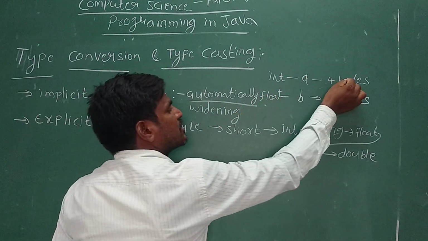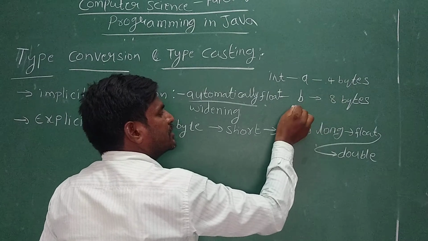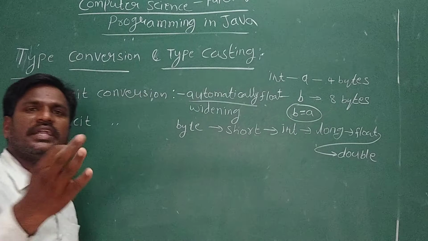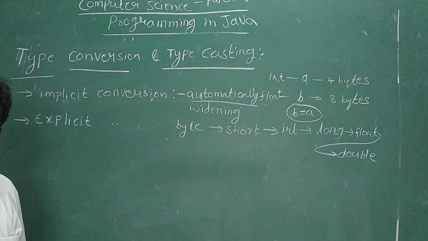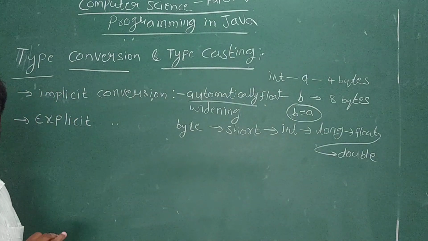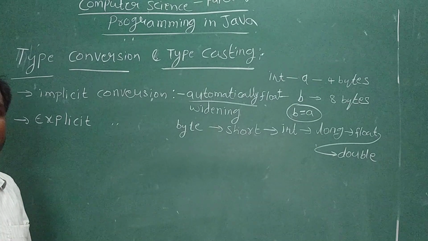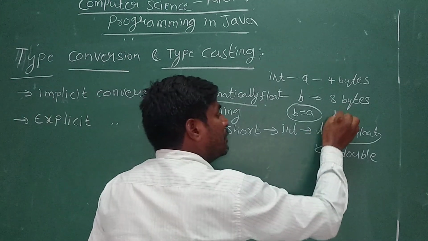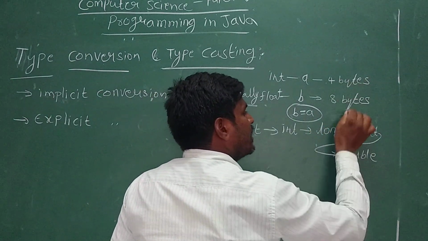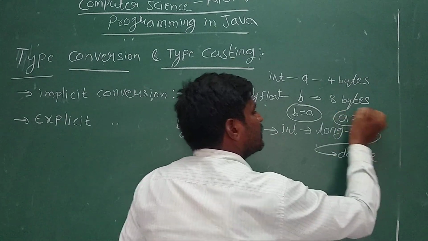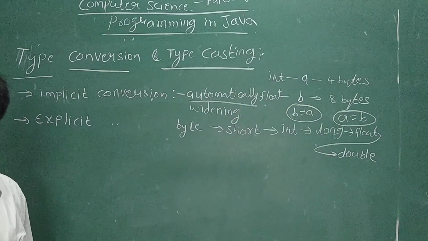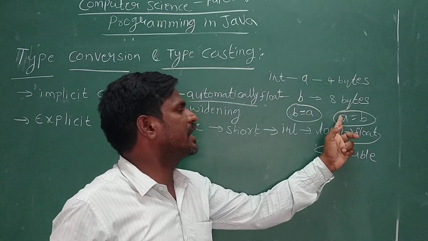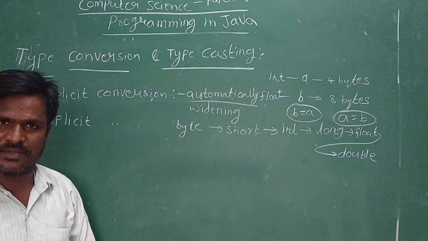So here A is 4 bytes, B is 8 bytes. If you write B is equal to A, there is no syntax error. Automatically the value of A is assigned to B. There is no syntactical error, no grammar error. But if you write A is equal to B, there may be a syntax error, because B is the float data type, and higher size variables cannot be converted into the lower size automatically.